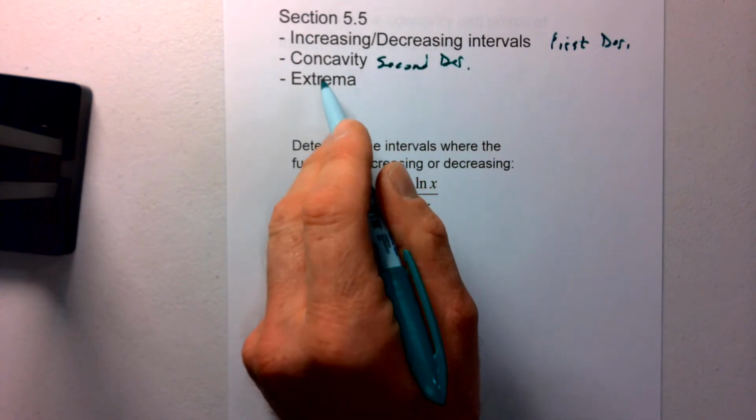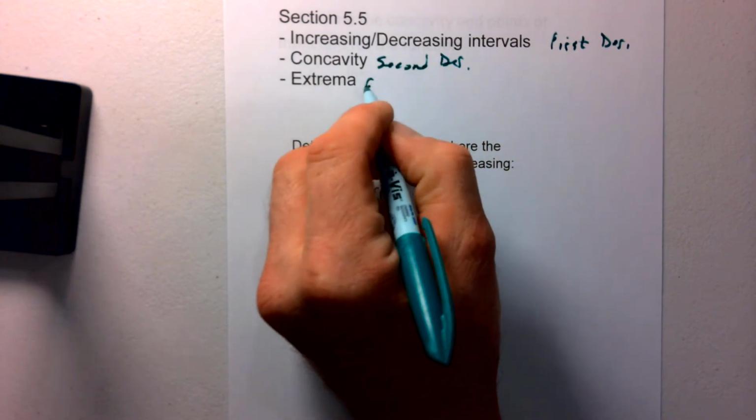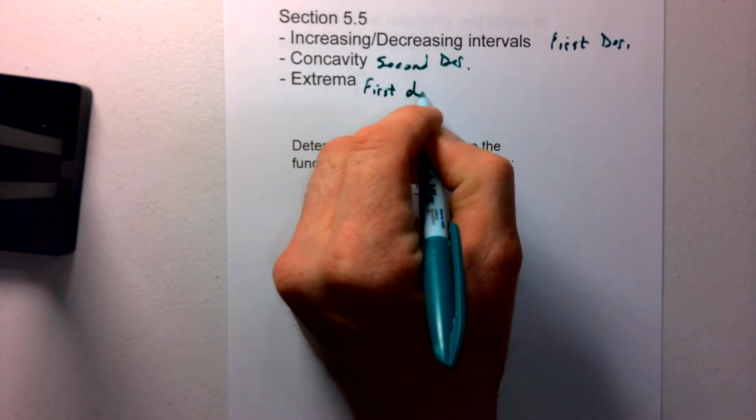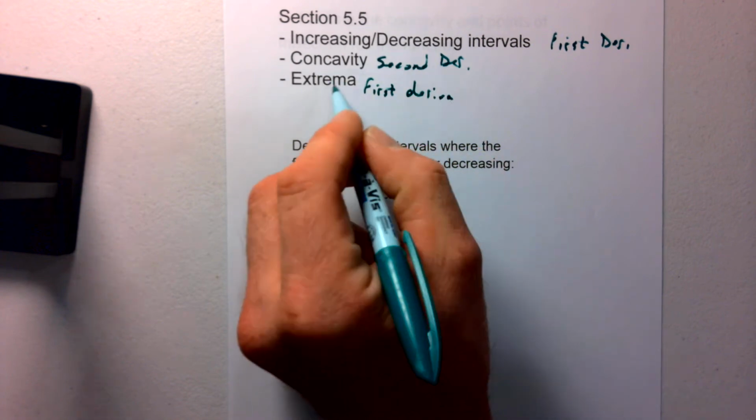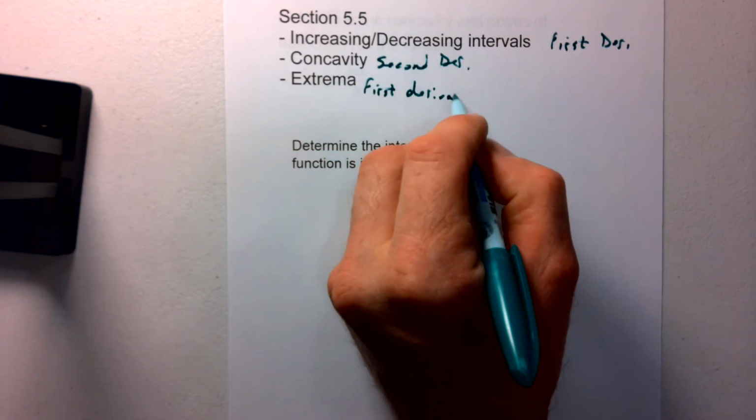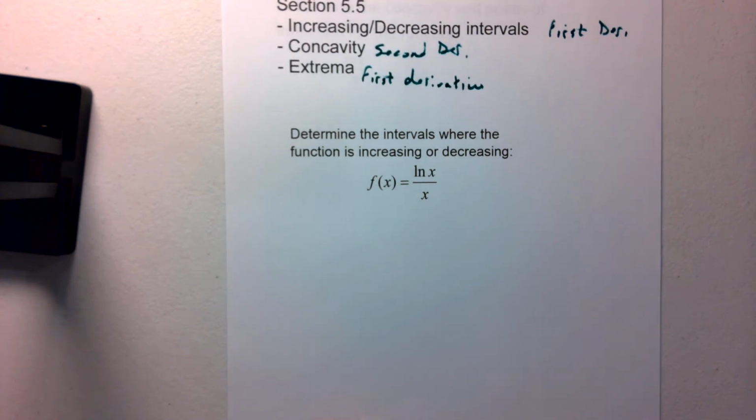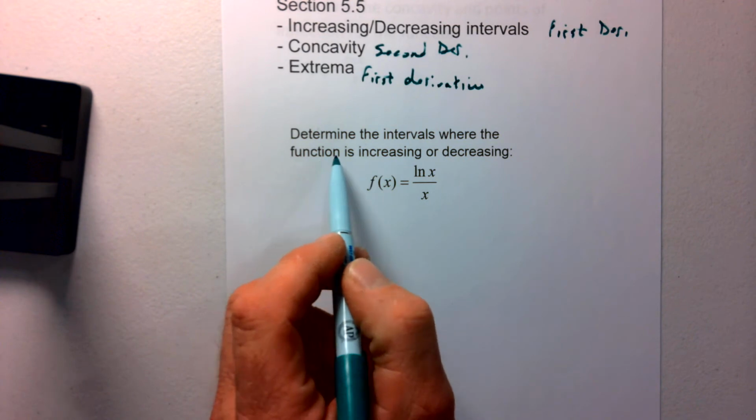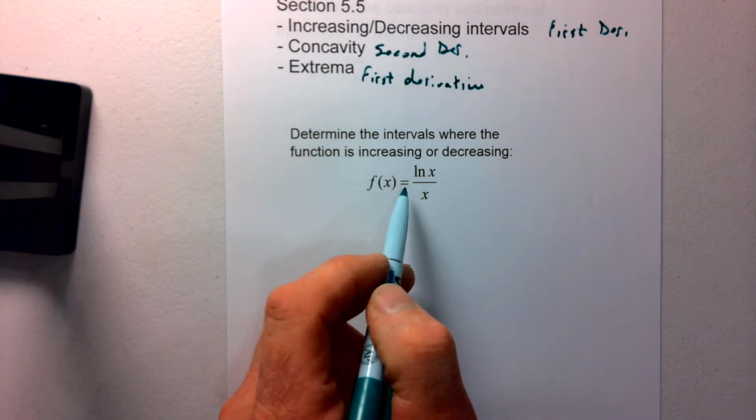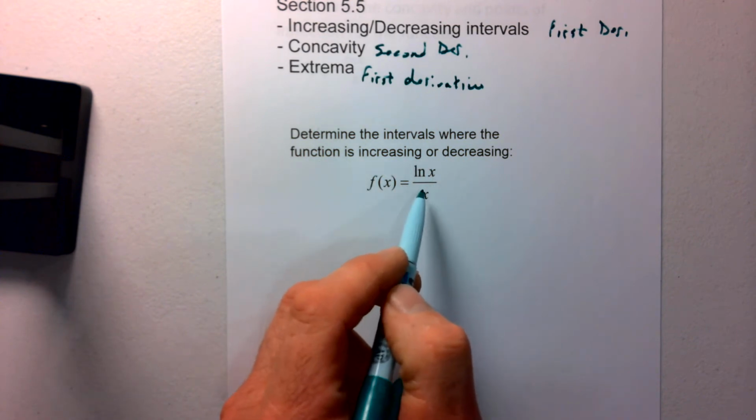And extrema, remember that comes from our first derivative, and we look at the endpoints of the interval that they're giving us. So those are some of the things that we're going to have to look at and remember. So, can we determine the intervals for which this function is increasing or decreasing? Our function is the natural log of x over x.